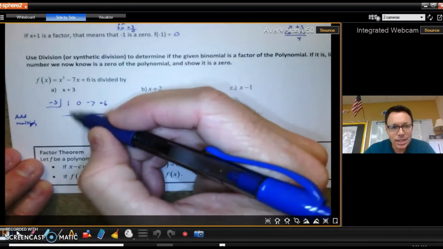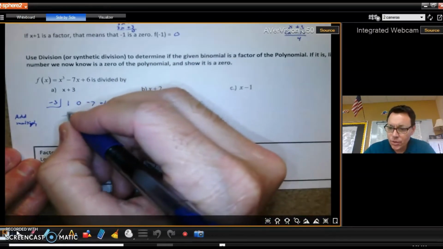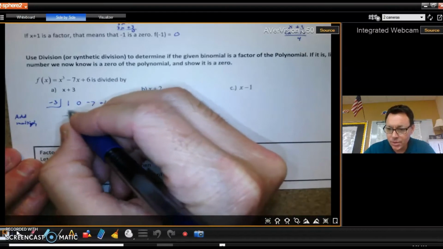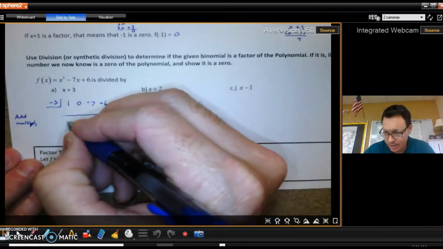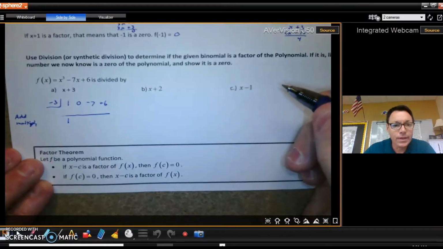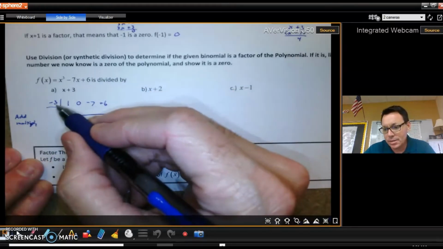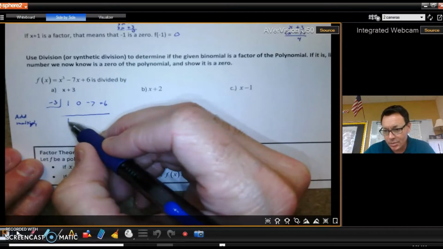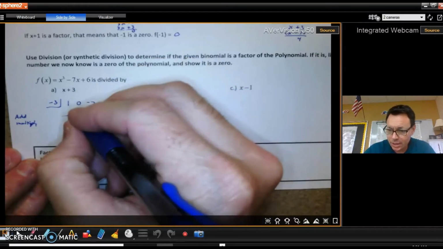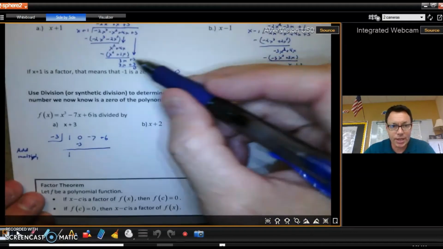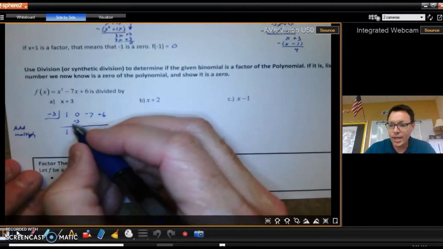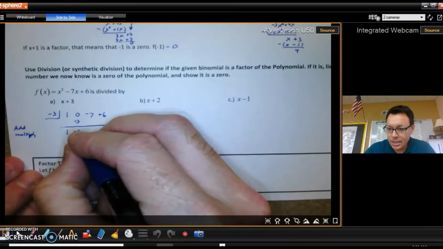You add columns. So there's nothing here. This is a 0, so there's nothing to add to the 1, but we're still going to add. We're going to add and get a 1. Then we multiply. We take the number on the outside and we multiply it times the 1. So -3 times 1 is -3. And then you add. We're not subtracting like we do with long division. We add, and that's a -3.